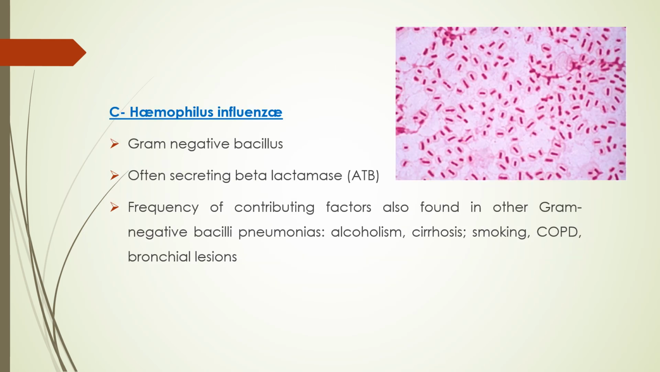Third, we have Haemophilus influenzae, which is a gram-negative bacillus often secreting beta-lactamase, so we have to pay attention while giving antibiotics, because we have to give antibiotics that act against those beta-lactamases. We often find contributing factors in these patients, like alcoholism, cirrhosis, smoking, COPD, or some bronchial lesions.